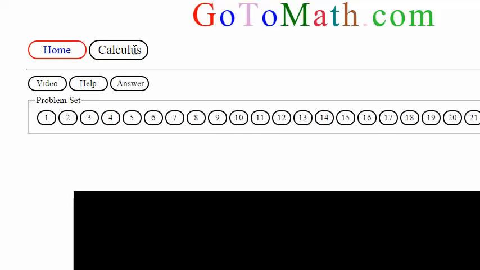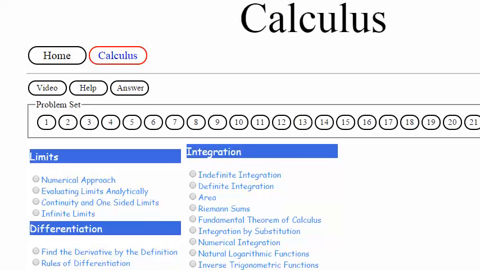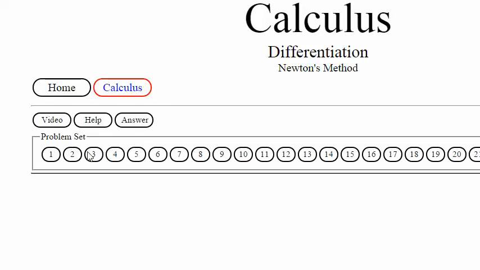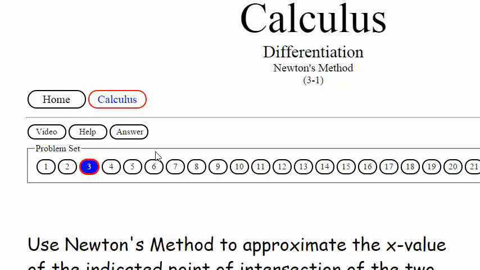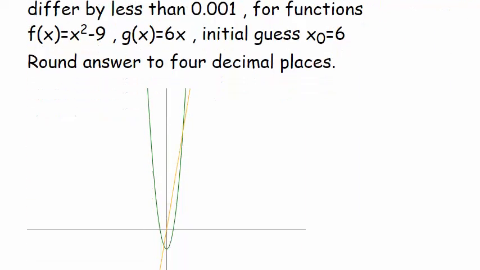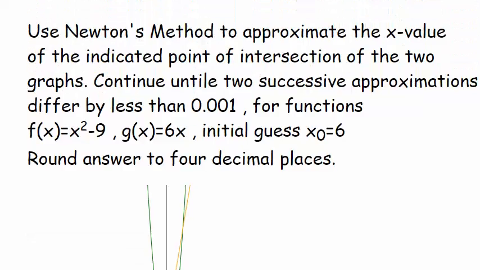Okay, we're here at go2math.com working some calculus, and we're doing some Newton's method. That's what we want to look at. All right. Whoa, we got a graph here. Okay, this is what's going on in this problem.